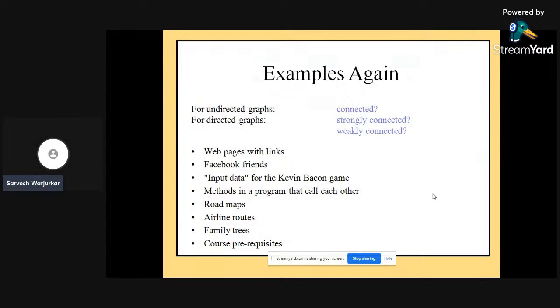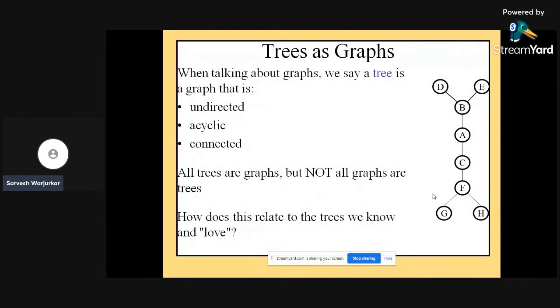So for undirected graphs, they are connected. For directed graphs, they are strongly connected or weakly connected. That may be the question, so it depends on the graph which is given to you.